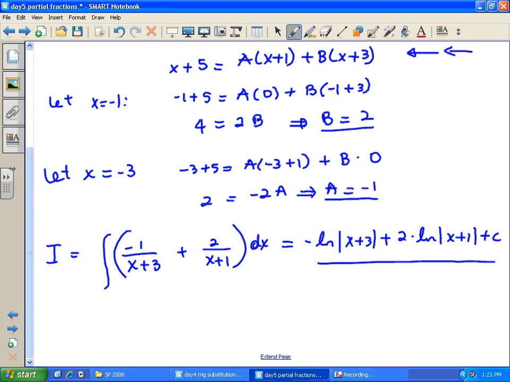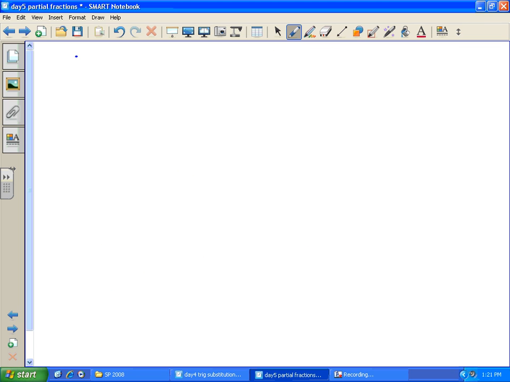Okay, let's go ahead and integrate this next example. Everybody got that one? Okay. If you integrate the sum with limits from 2 to 3 of 1 over x squared minus 1 dx.